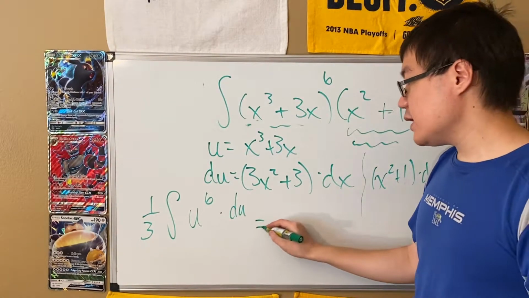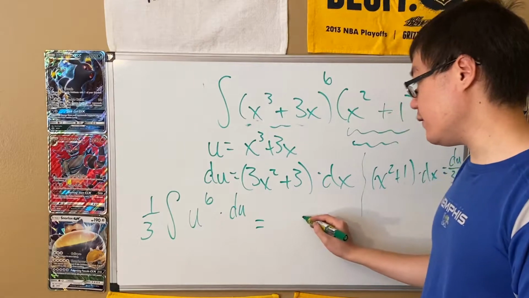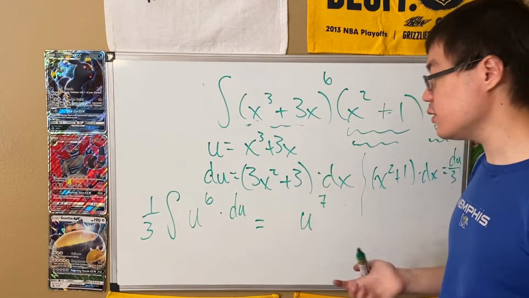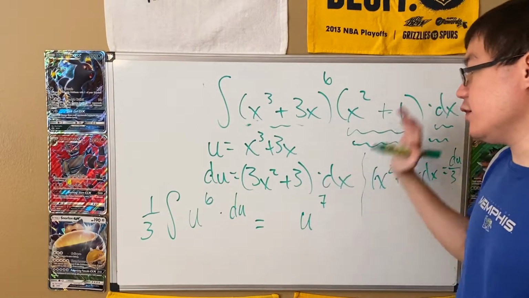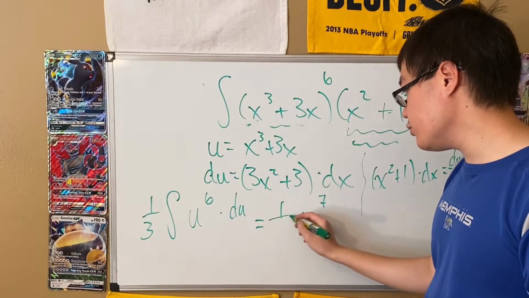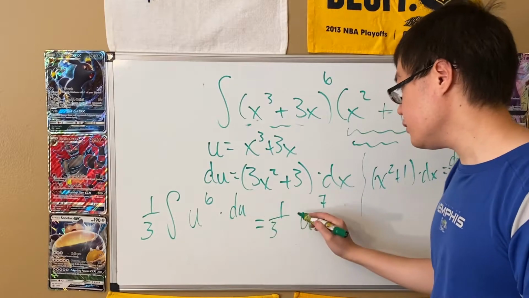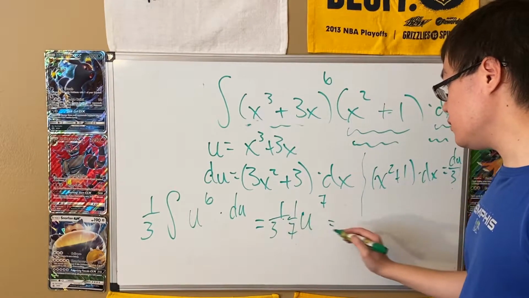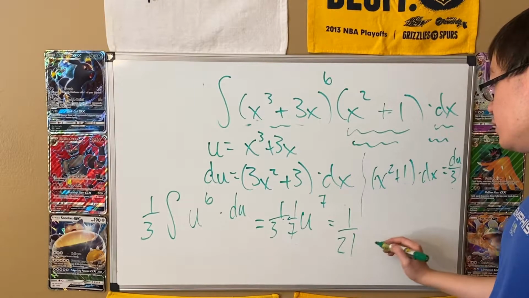And now for an easy step, just the power rule, add 1 and flip the new exponent. So it looks like it's going to be u to the 7th because it's 6 plus 1, that's 7. Then you divide by your new exponent, so it's going to be 1/3, because there was already a 1/3, times 1/7. This is the flip the new exponent. So this is going to be 1 over 21.